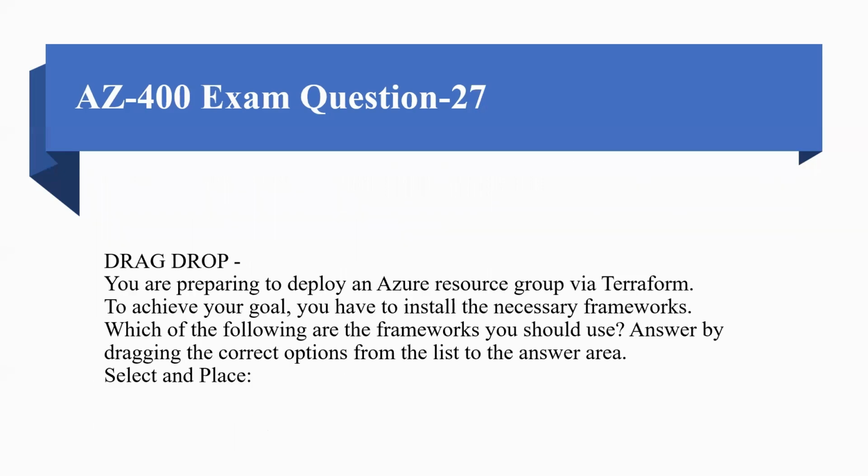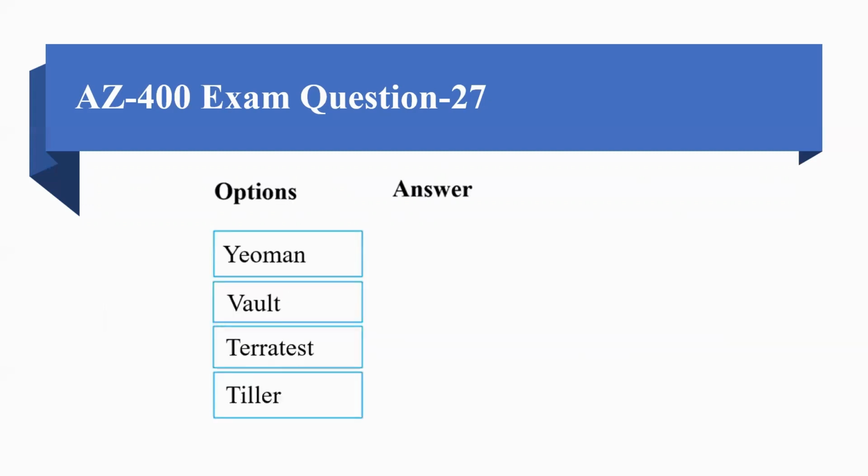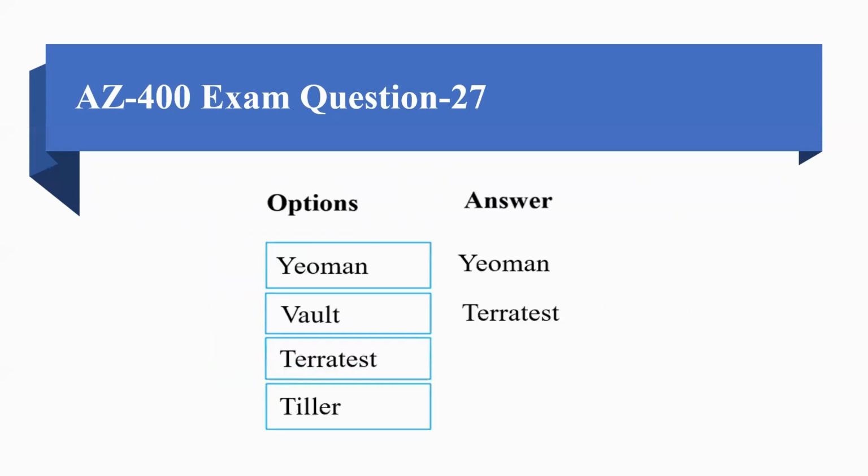Moving towards the next question, a drag and drop question. You are preparing to deploy an Azure resource group via Terraform. To achieve your goal, you have to install the necessary frameworks. Which of the following are the frameworks you should use? Options are Yeoman, Fold, TerraTest, and Tiller. And the correct option is Yeoman and TerraTest.